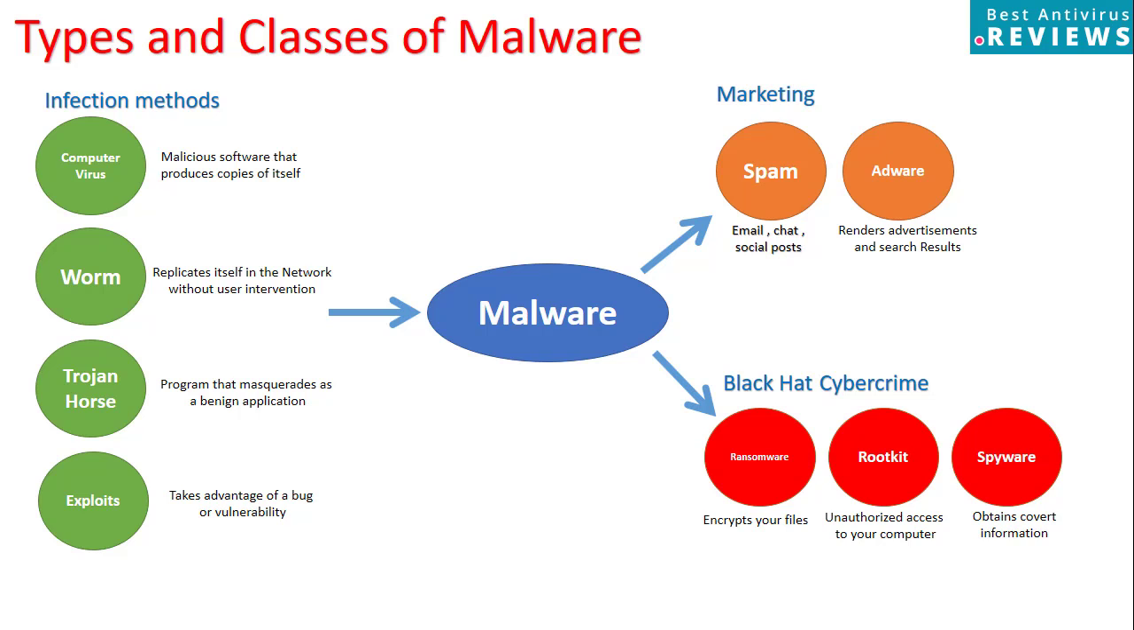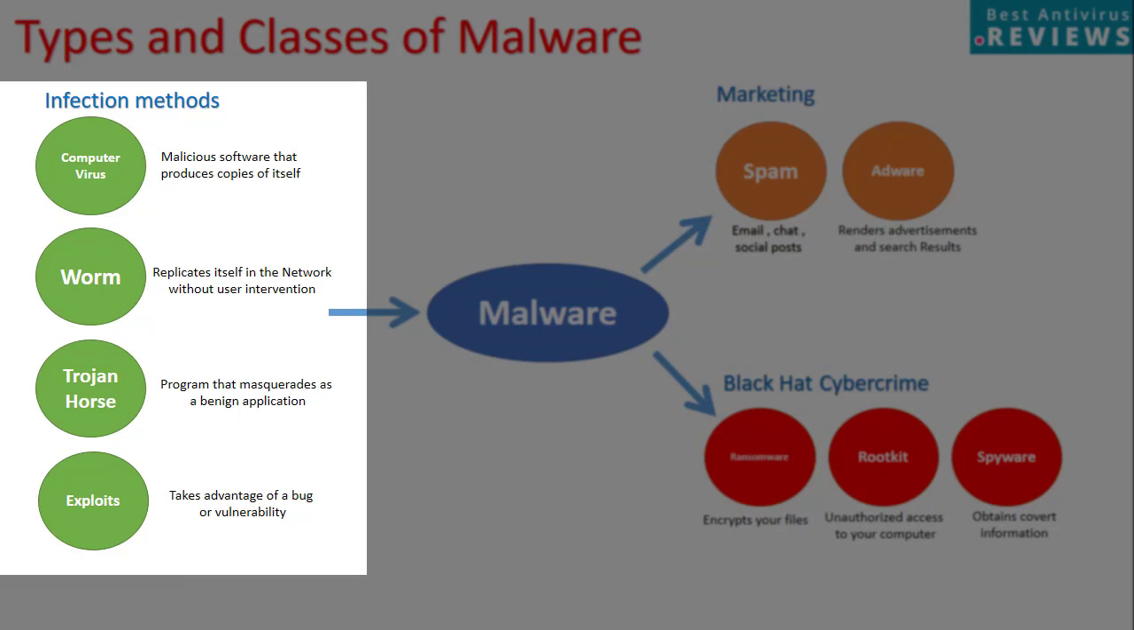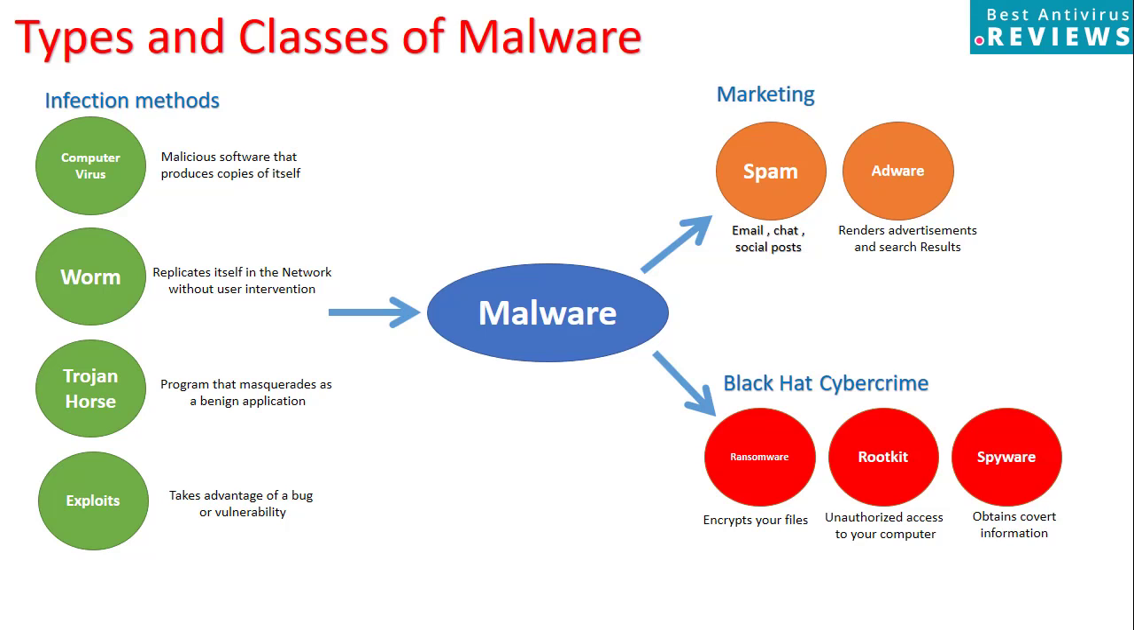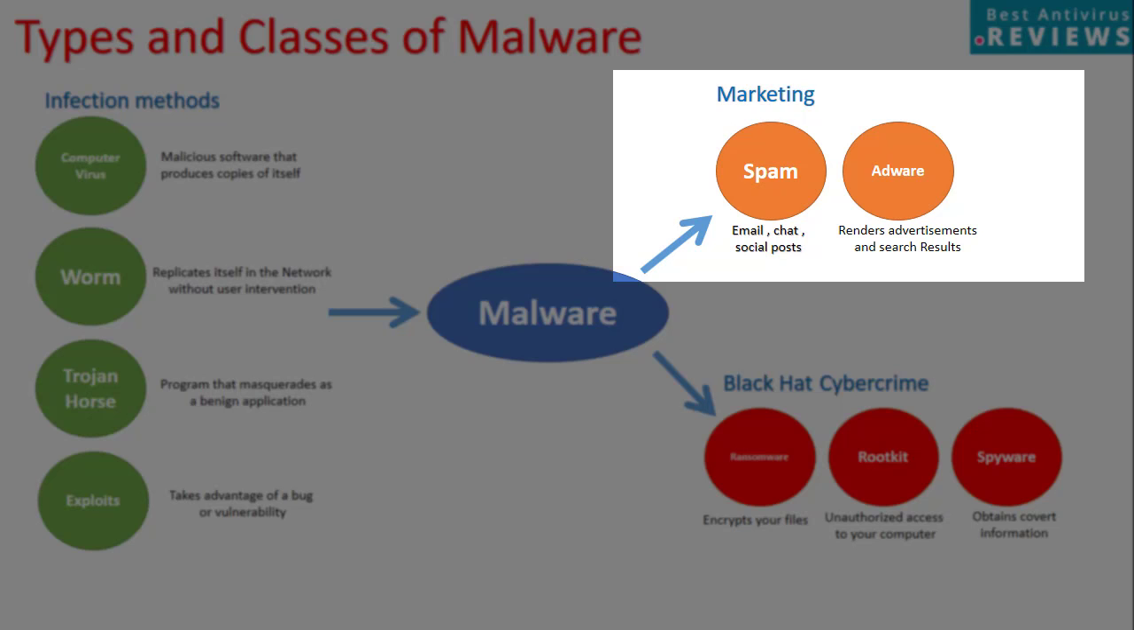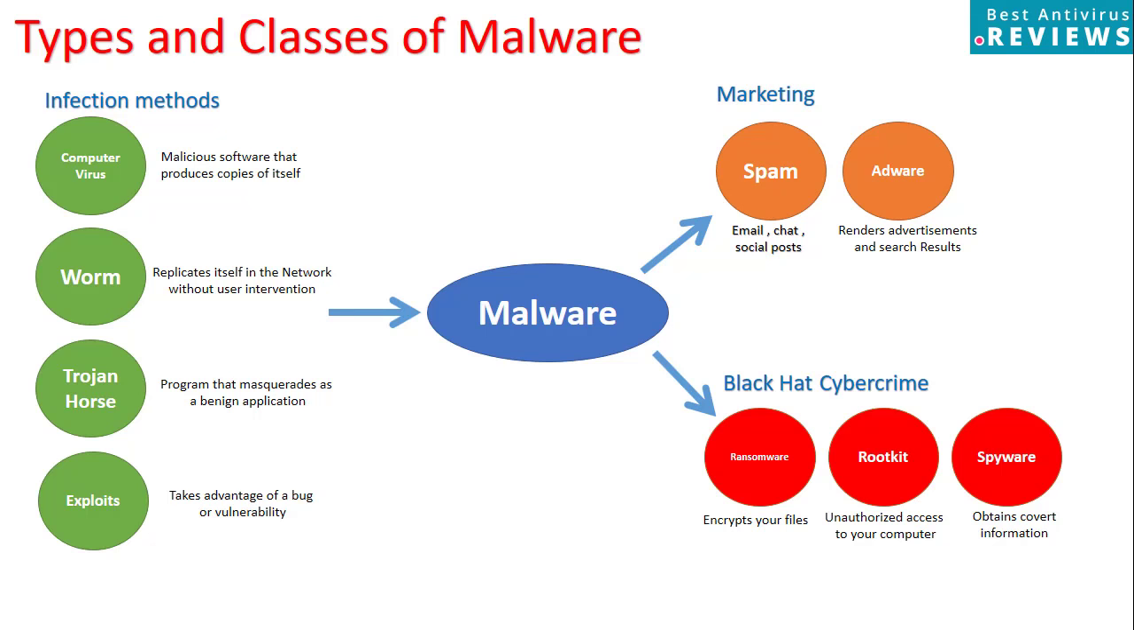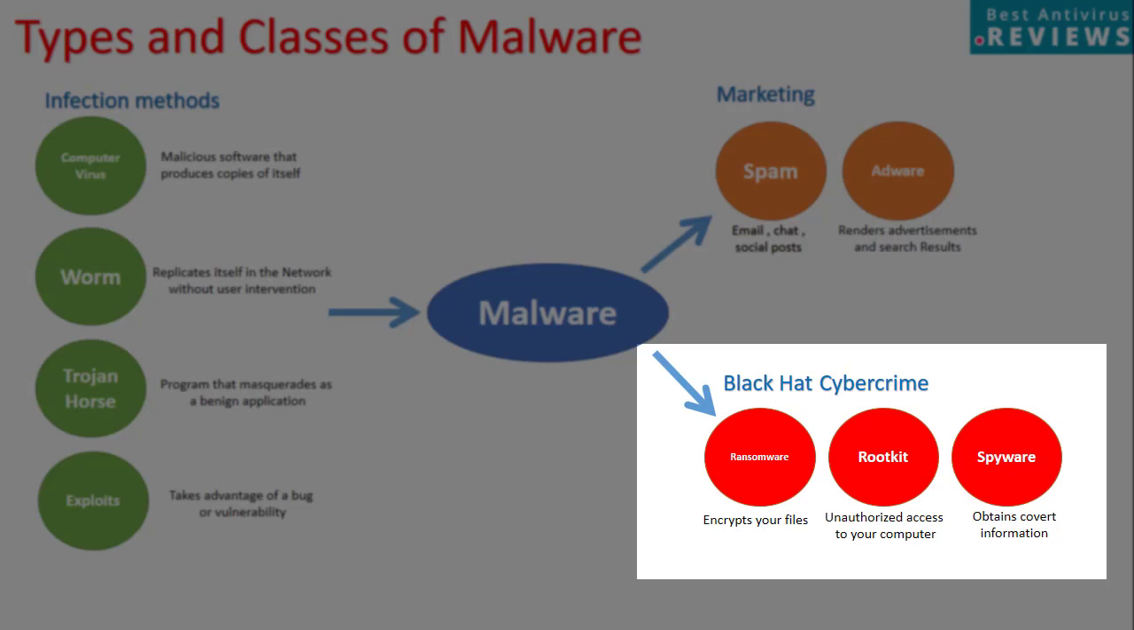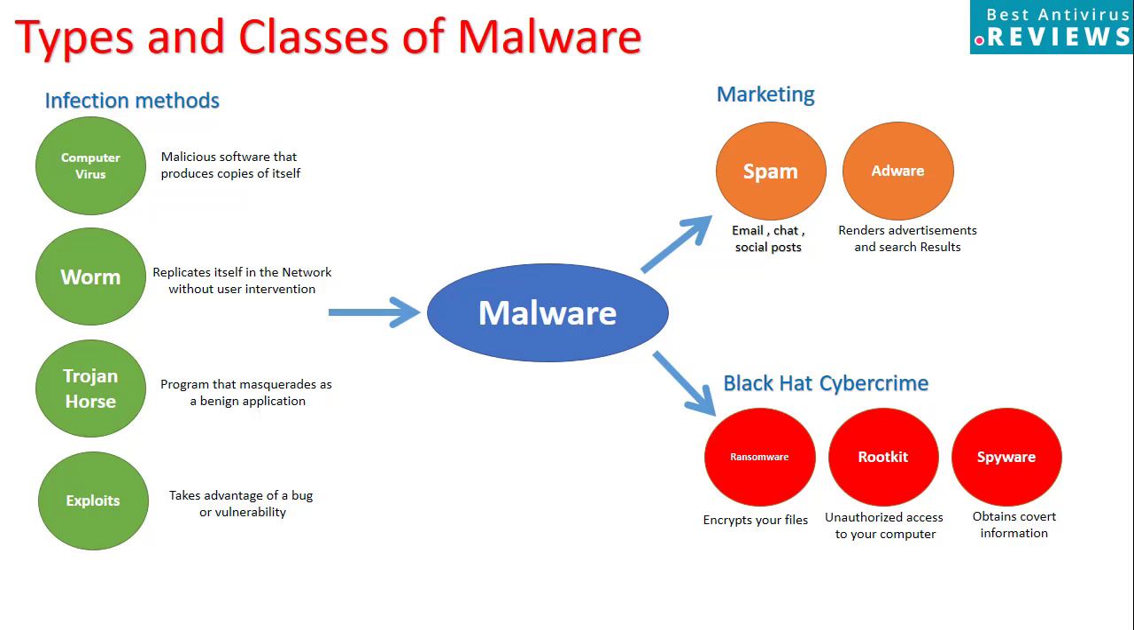Let's talk about types and infection methods of malware. We can divide this slide into three parts. The first one is the infection method, or how we got the malware in the first place. As you can see, we have computer virus, worm, Trojan horse, and exploits. All of them can lead to infection. The second part is malware that focuses on black hat marketing, like spam or adware. And the last part is the most common cybercrime: stealing your data or trying to get your money.